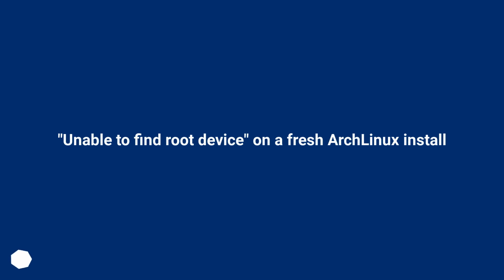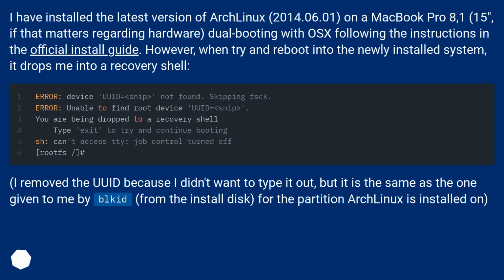Unable to find root device on a fresh Arch Linux install. I have installed the latest version of Arch Linux, the 1st of June 2014, on a MacBook Pro 8.1, 15 inches, if that matters regarding hardware, dual booting with OS X, following the instructions in the official install guide. However, when I try and reboot into the newly installed system, it drops me into a recovery shell.